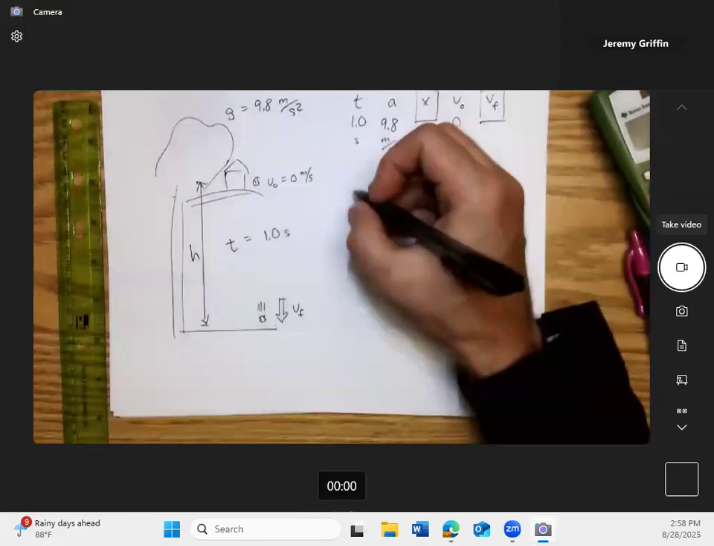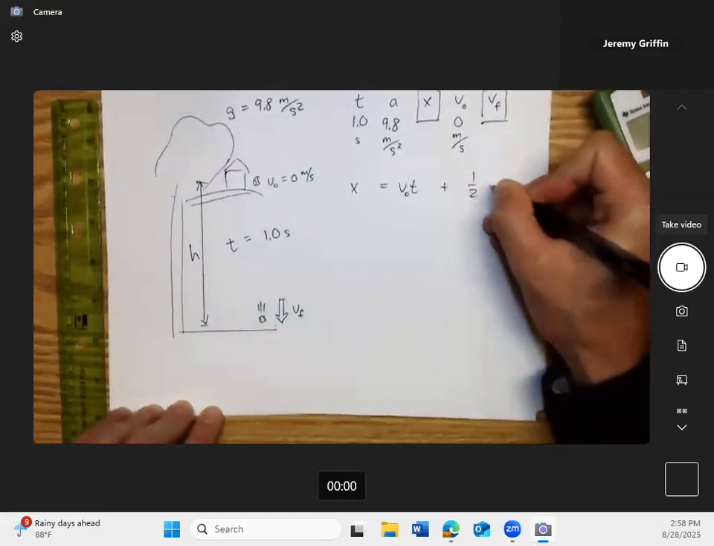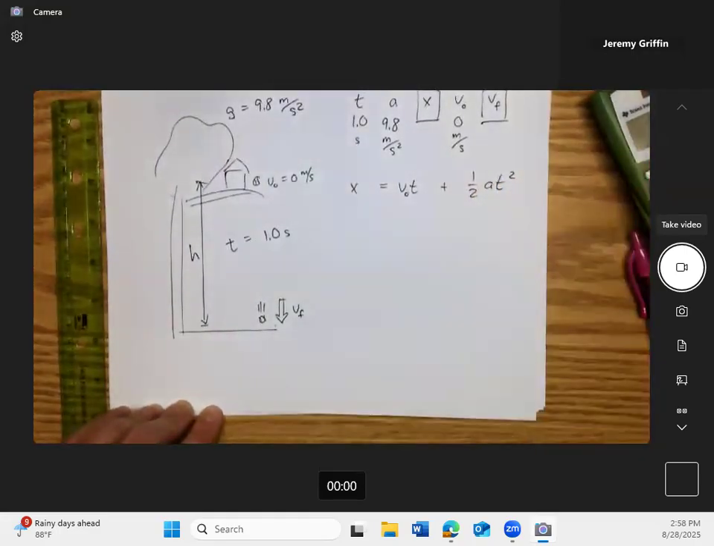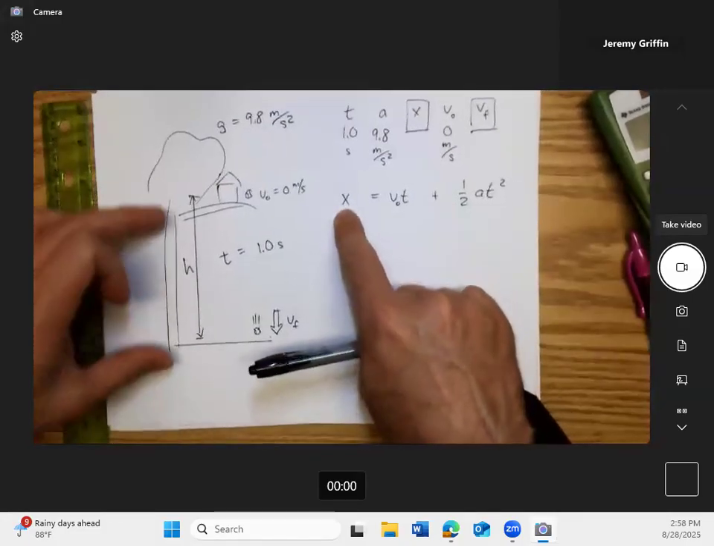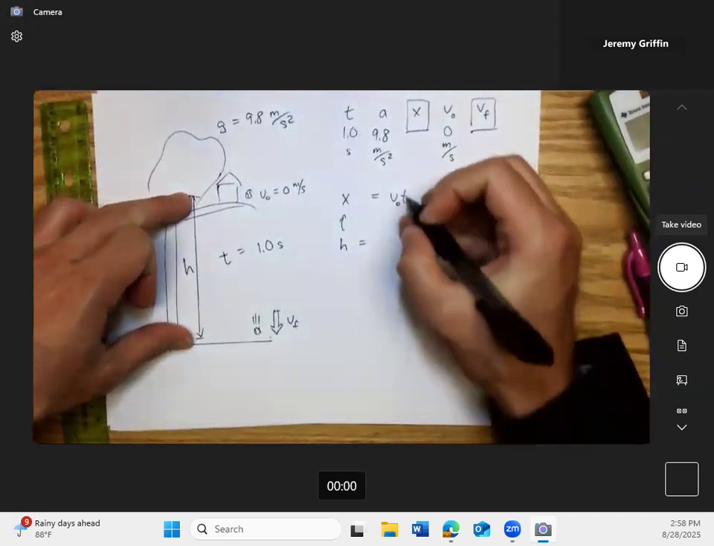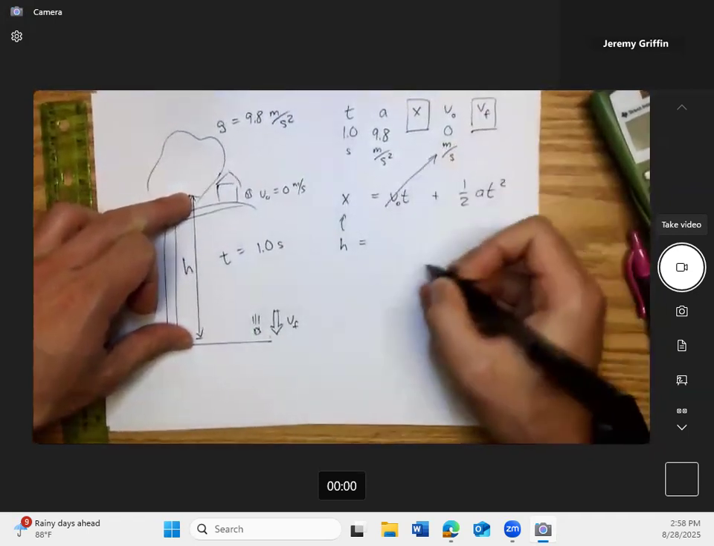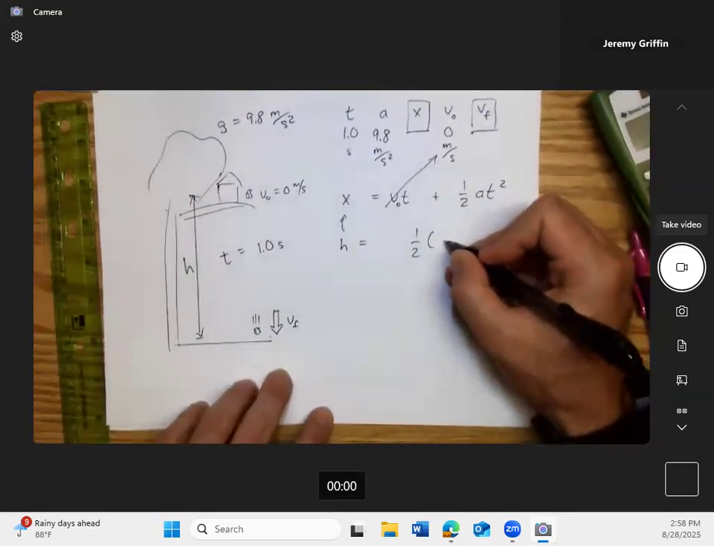So let's go x equals v naught t plus 1/2 a t squared. Now this x really stands for this height, so in place of x, I'm going to put an h. I know this v naught is 0, so that just goes away. Got 1/2 in the place of a.